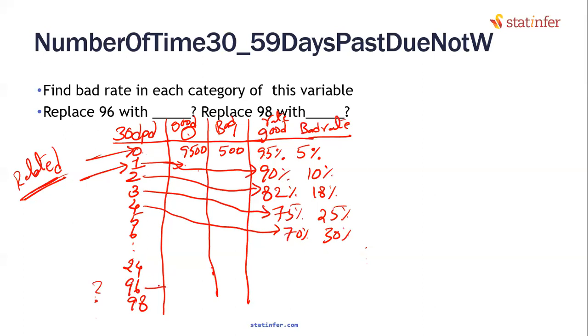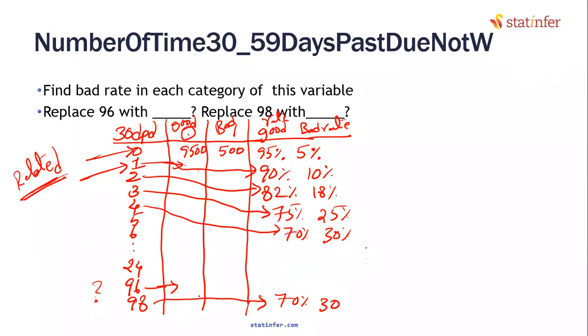You will also find the frequency of 96, frequency of 98. You can also find the bad rate in each of these buckets because you have the data with you. Maybe 96 bad rate is coming as 90% and 10%, and 98 is coming as 70% and 30%. For now, I will even ignore 96 because it has only fewer records. Let us focus on 98.